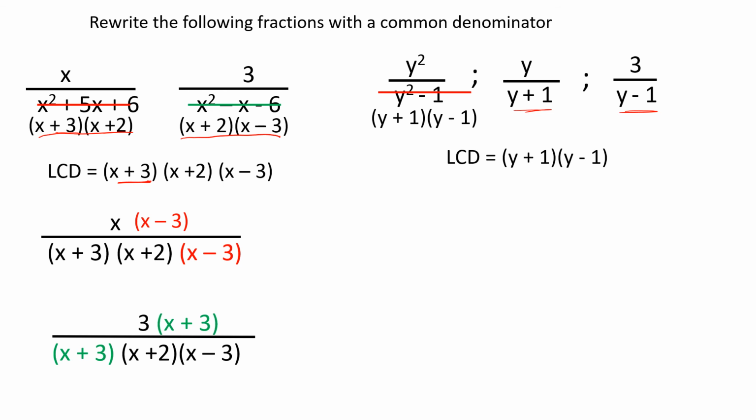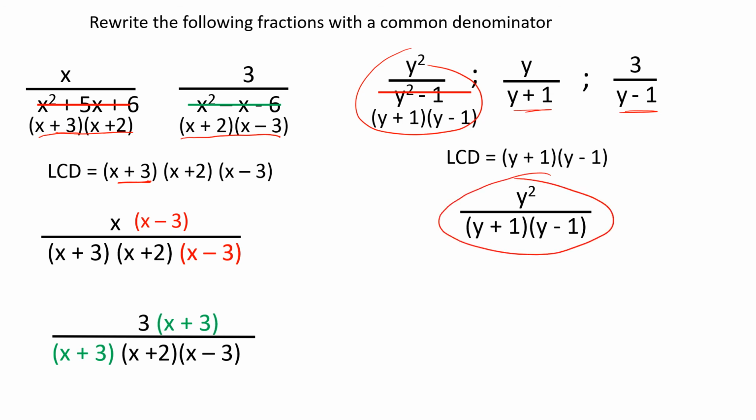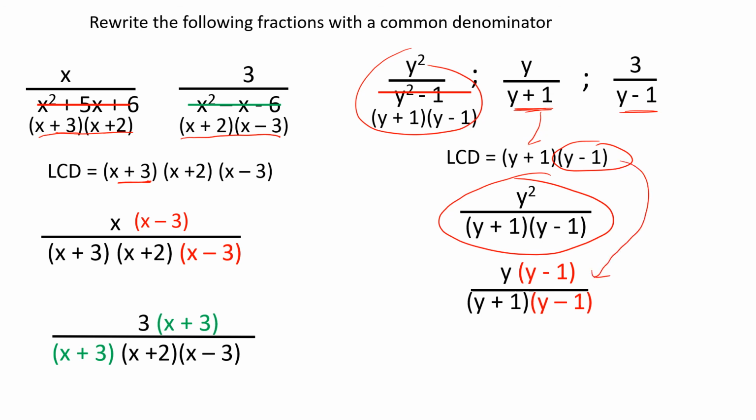I'm going to take the first fraction and rewrite it. Notice it's going to stay the same. This here is the same thing, nothing changed, because we already had that LCD. But now let's look at the second fraction, the y plus 1. Well, this has a y plus 1 here, so it's missing the y minus 1, which is why we multiplied everything by y minus 1. All right, so that's the second fraction.